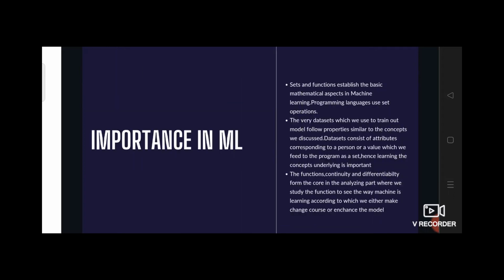So yeah, we have discussed a lot, but what is the importance? If we look into the importance, the things which we discussed carry wide importance in programming languages which use set operations. And secondly, even the data sets we use to train a model align with the concepts we discussed. In fact, what are data sets? They are attributes corresponding to a person which we feed to the program as a set. And then the functions, continuity and differentiability form the core in analyzing the graphs to see the way the model is learning, and accordingly we change course or enhance algorithms.